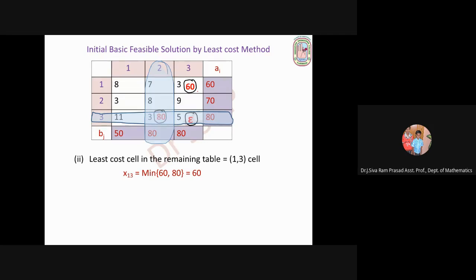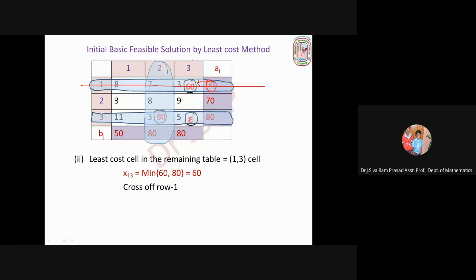Observe which constraint is satisfied. So here 60 is not equal to 80. Which constraint is satisfied? The available amount is 60, so the whole 60 units are transported to the third destination. That means the row constraint is satisfied. So cross off row 1, that is, circle row 1.